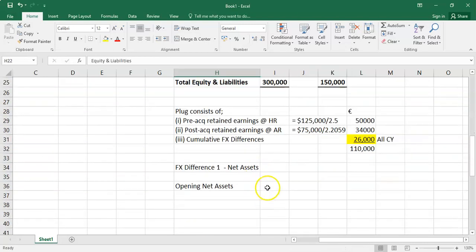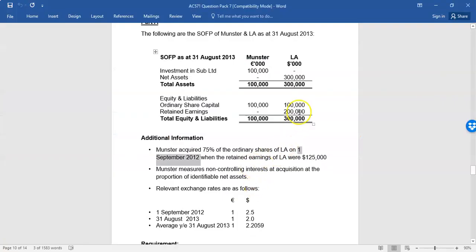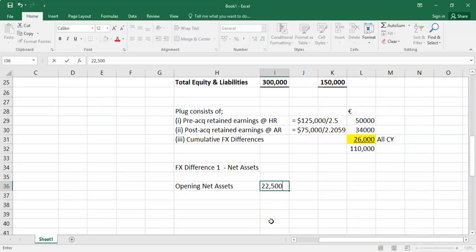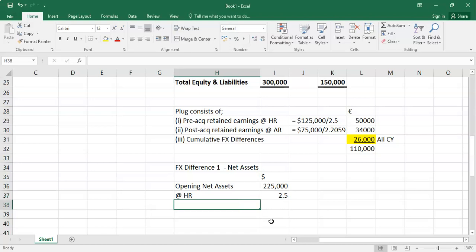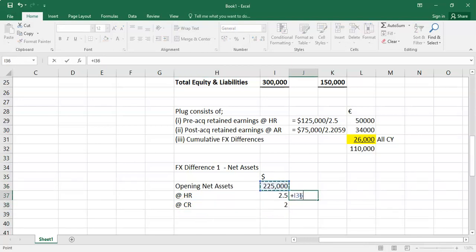So here, the opening net assets, and be careful, they were the 100,000 share capital and the 125,000 retained earnings at that date. So they were 225,000. And they were in dollars. And under IAS 21, they're converted at the historic rate, which was 2.5. Under IAS 21, all the rest of the statement of financial position is converted at the closing rate, which is 2. So by definition, you're going to have a difference there because one side of the statement of financial position is at one rate. The other side, which should balance, is at another rate. So that means you're going to have a difference.